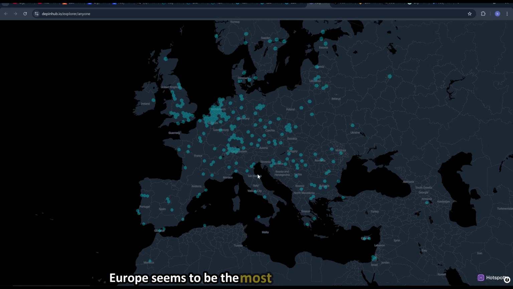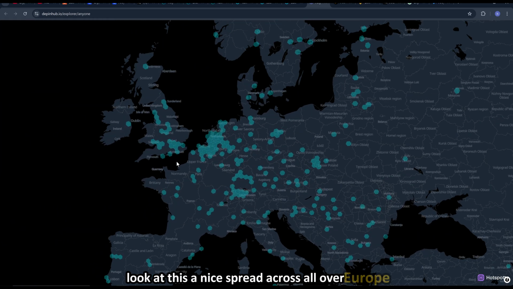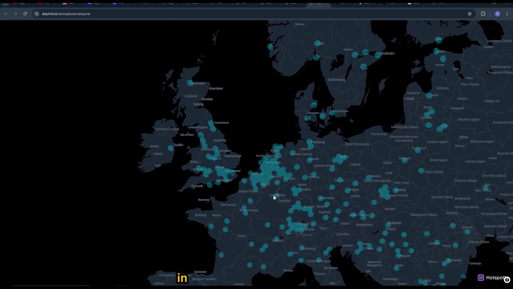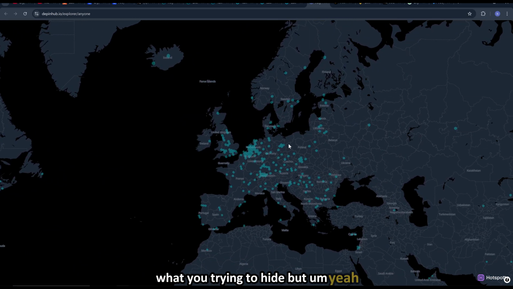Europe seems to be the most active in terms of relays. I mean, look at this, a nice spread all over Europe. I'm curious actually if my region... actually no, let me not dox myself. In particular, the Netherlands. You Dutch seem to love your privacy. What are you trying to hide? But yeah, Europe is very active.